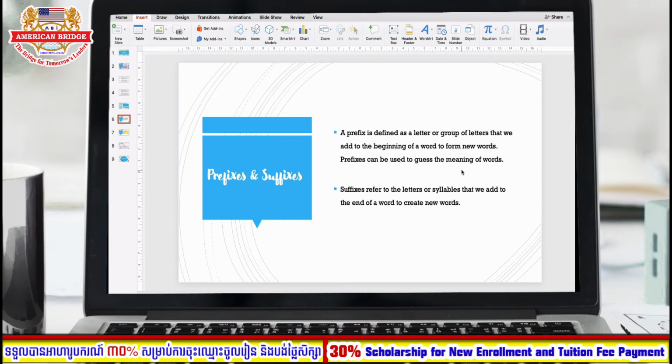However, when you use a suffix, it refers to the letter or syllable that we add to the end of the word to create new words. You transform the function of the word from a noun to an adjective, and so on and so forth.